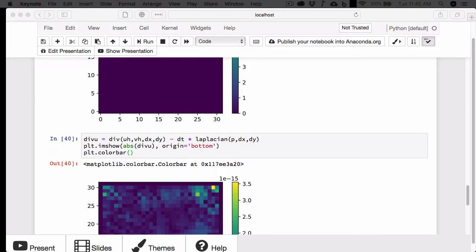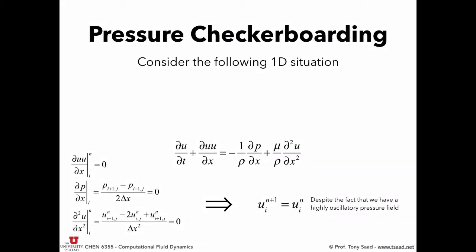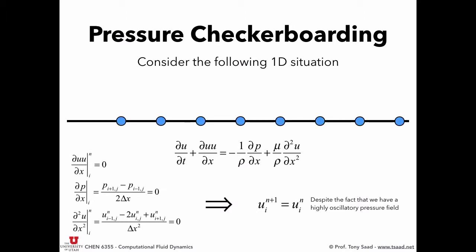For some reason, I am unable to add an effect for these equations. Okay, so pressure checkerboarding. Consider the following 1D situation. Forget about the equations. My animations, it's not allowing me to change the animations for some reason. Okay, forget about these equations.